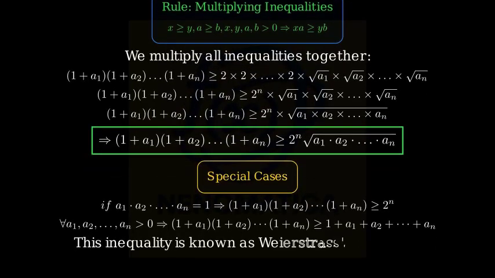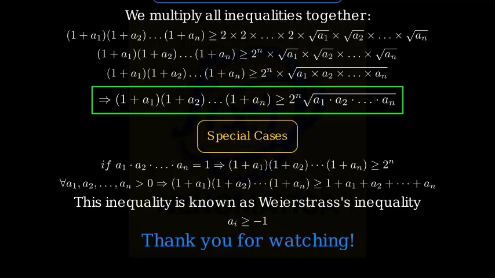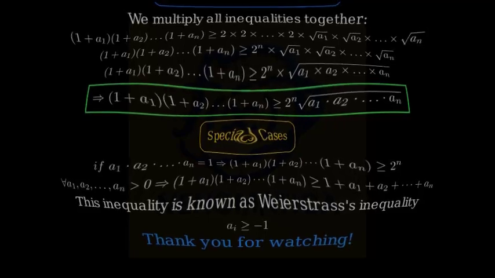This concludes our exploration of this basic inequality theorem, an important result in the study of inequalities. The last inequality we mentioned is known as Weierstrass's inequality, and the a's are greater than or equal to -1.